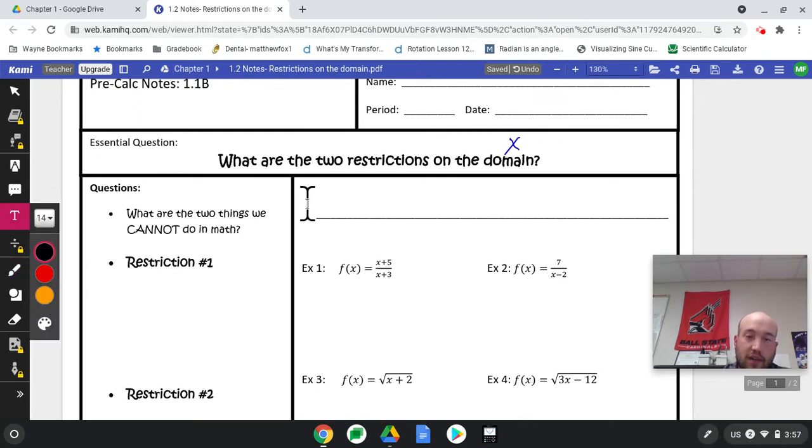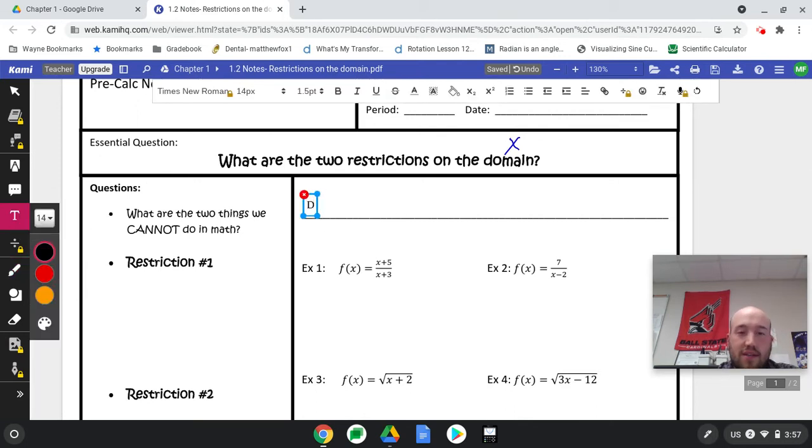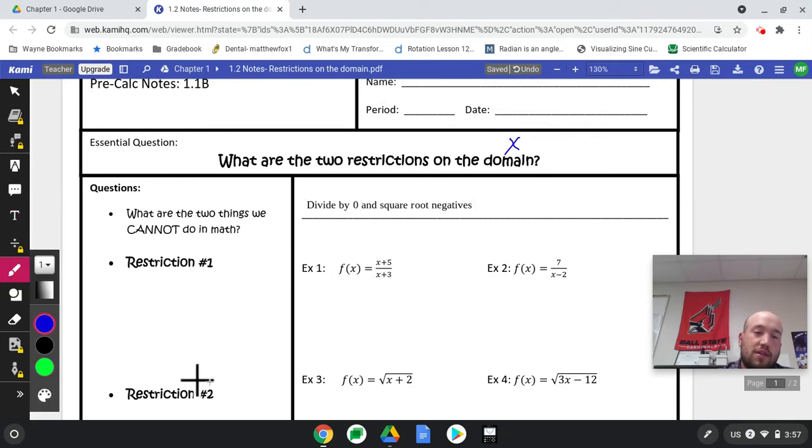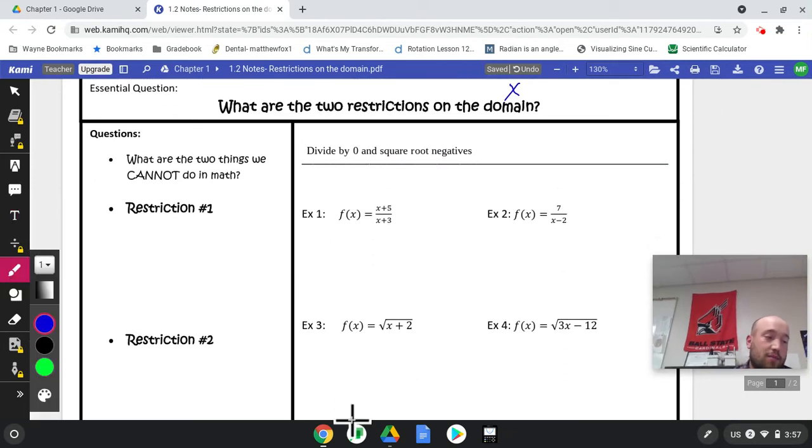in math. Okay, so one thing we can't do is we can't divide by the number 0, and we can't also take the square root of negatives, so square root negatives. Okay, and the first one we're going to talk about is, as we said, dividing by 0. Okay, we can't divide by 0.